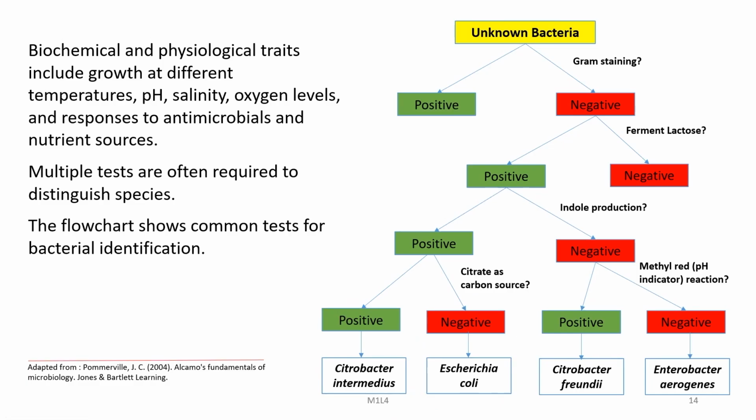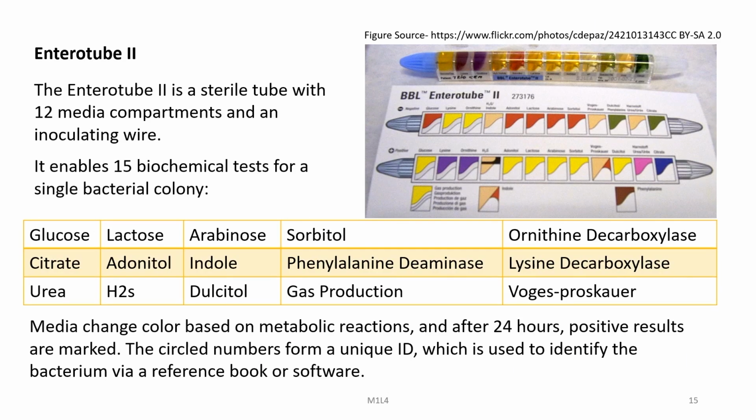So, biochemical and physiological tests include growth at different temperatures, pH, salinity, oxygen levels, and responses to antimicrobials and nutrient sources. For example, here citrate is taken as a carbon source, and then here we are looking into lactose fermentation. Multiple tests are often required to distinguish the species, as you can see over here in this diagram. The flow chart shows these common tests for bacterial identification, which has already been discussed.